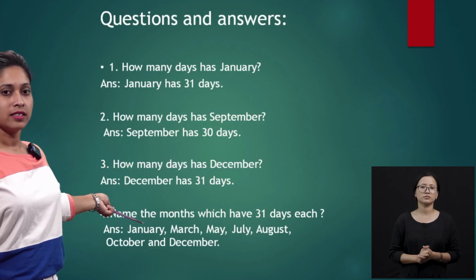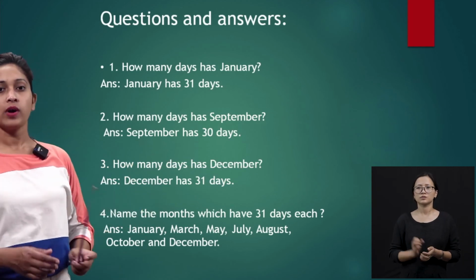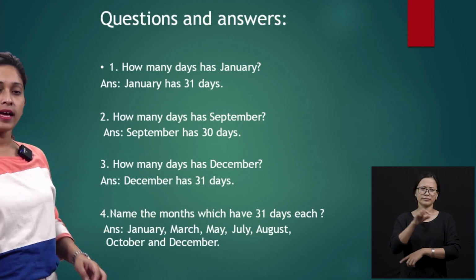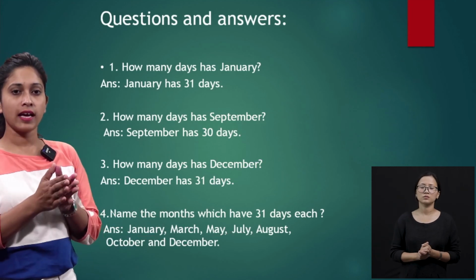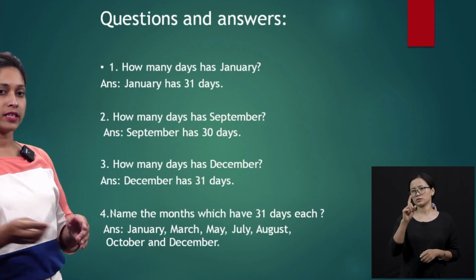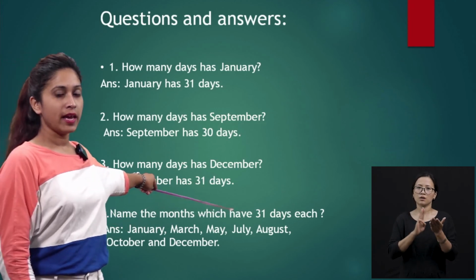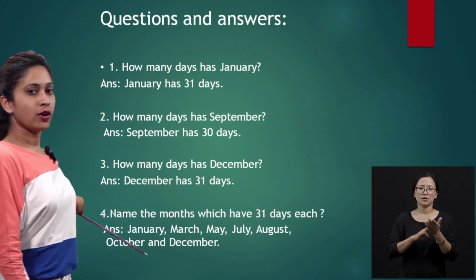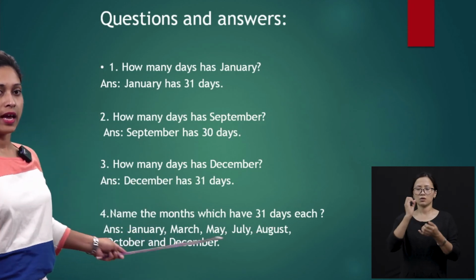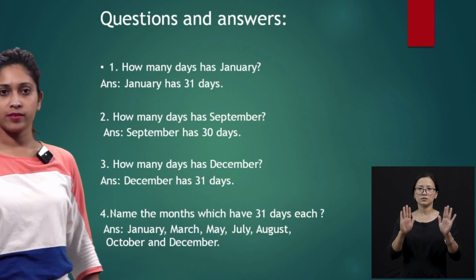Now, the last question is, name the months which have 31 days each. All right, now you have to know which months have 31 days and which months have 30 days. So I have already mentioned here, as you can see, January, then March, May, July, August, October and December. These months you will have how many days, children? They will have 31 days, right?